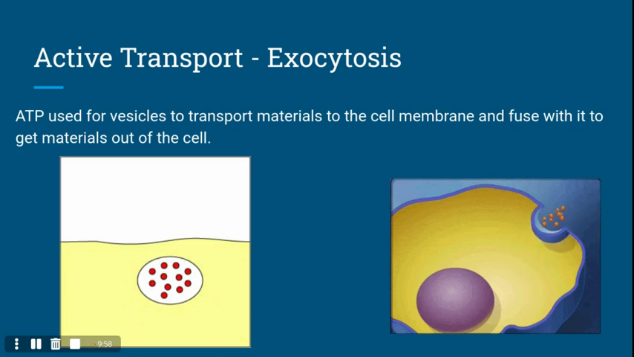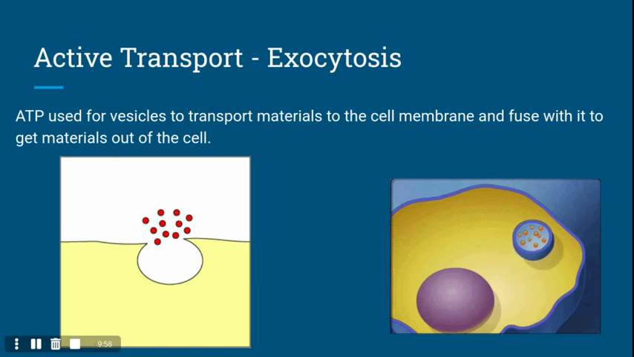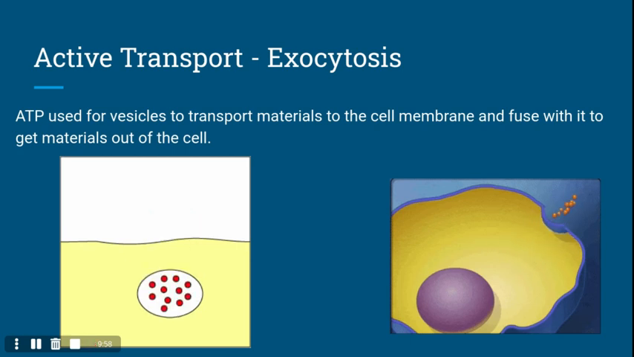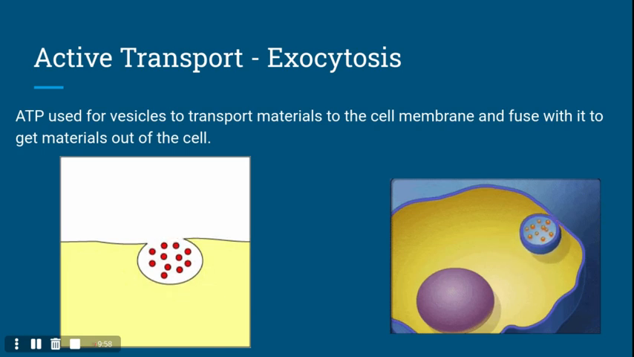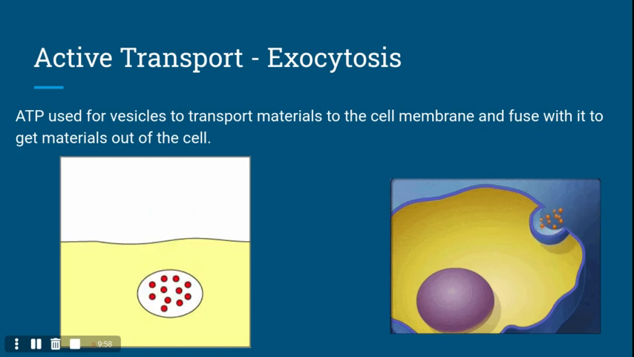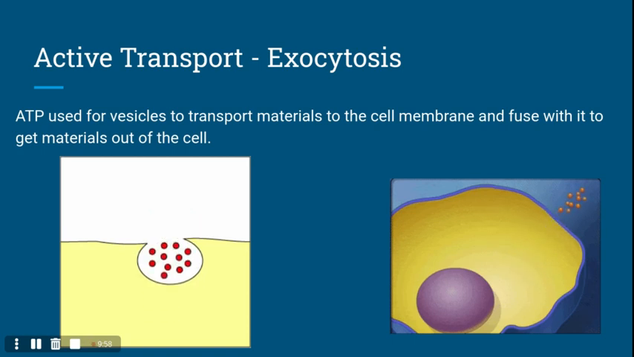Exocytosis. This method is kind of the opposite of endocytosis. It is ATP, which is the energy, used for vesicles to transfer materials to the cell membrane and fuse with it to get materials outside of the cell. So it's the opposite of endocytosis. So when the cell produces substances for export, like it could be protein, or when the cell tries to remove waste or excretes waste, it goes through exocytosis.